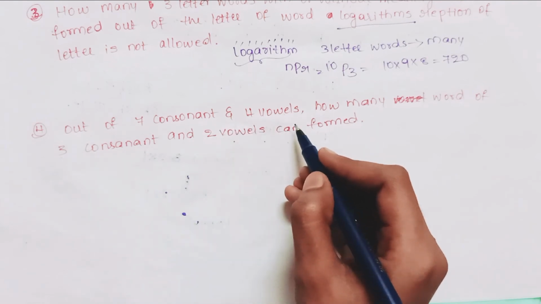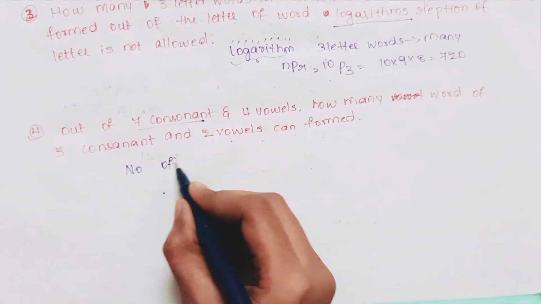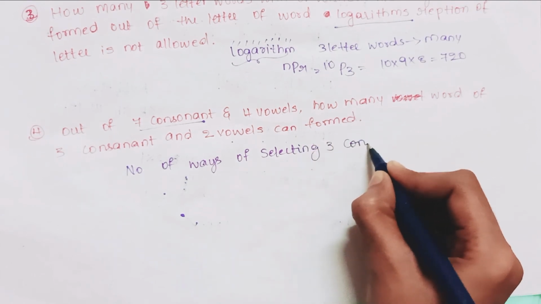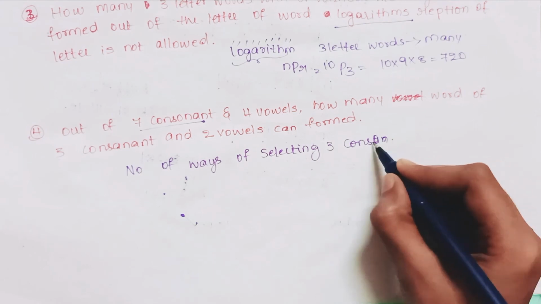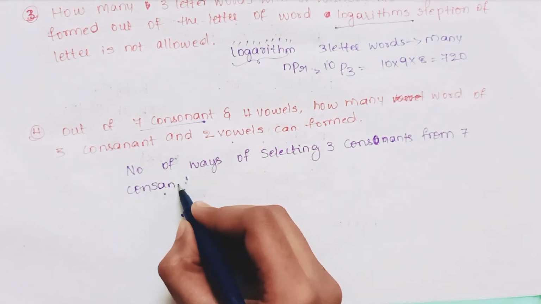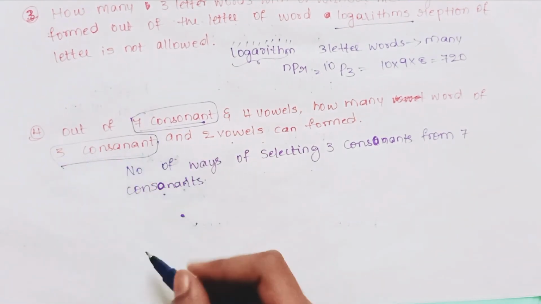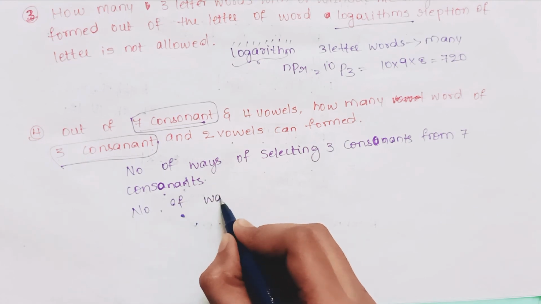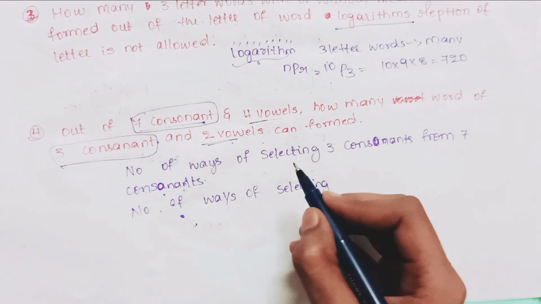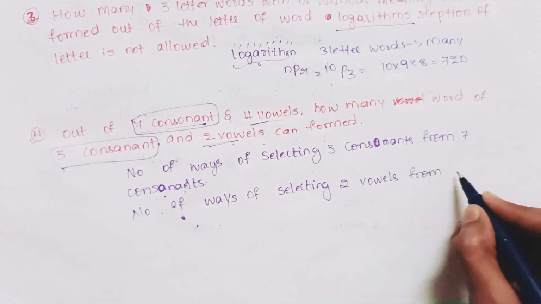Now example 4. Out of 7 consonants and 4 vowels, how many words of 3 consonants and 2 vowels are formed? Here, the number of ways of selecting 3 consonants from 7 consonants. That means from 7 consonants we want to take 3 consonants. Now the number of ways of selecting 2 vowels from 4 vowels.